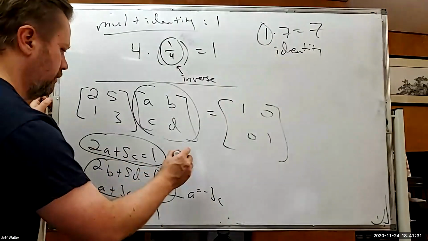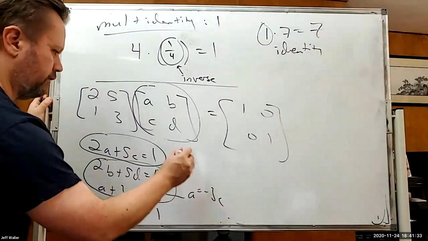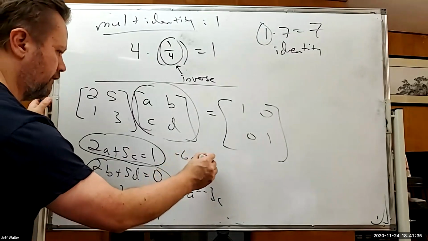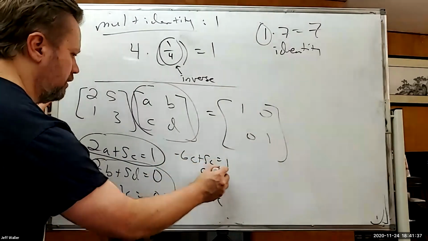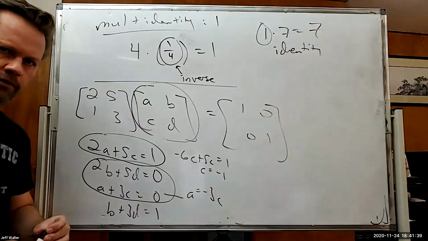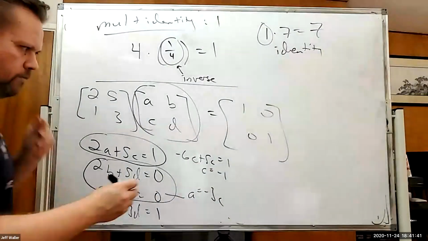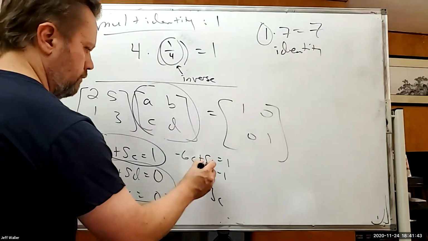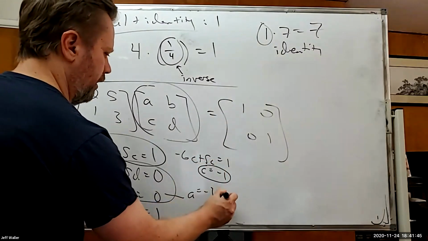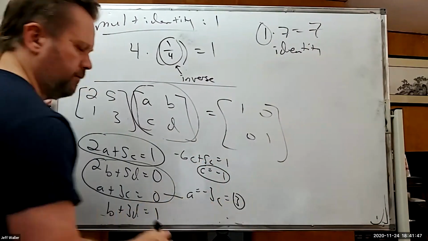So can't I just plug that in and figure it out? So this would be twice negative 3C. So negative 6C plus 5C is 1. So C comes out to be negative 1. Are you guys with me out there? So I know what C is. So now I know what A is. A is 3.